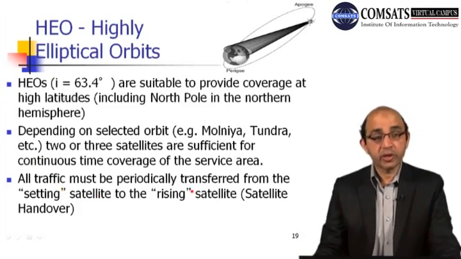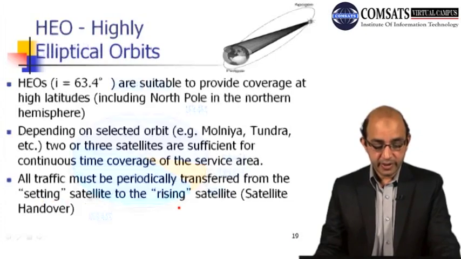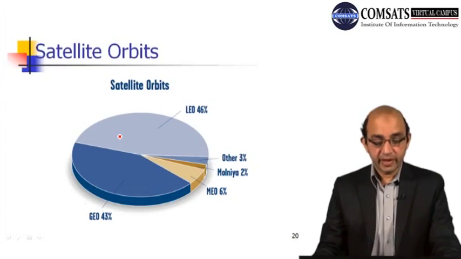All traffic must be periodically transferred from the setting satellite to the rising satellite, right? So here we have to transfer the traffic periodically from the satellite that is disappearing to the satellite that is appearing. So this is setting, disappearing, and rising. This is the appearing satellite. So here you can see the configuration of the satellite orbit.